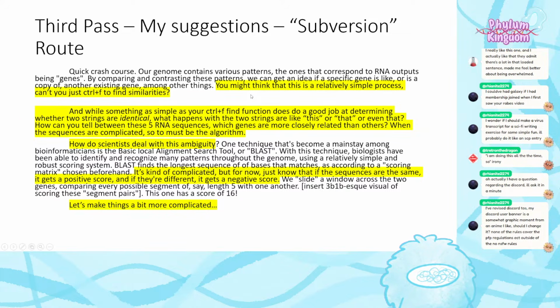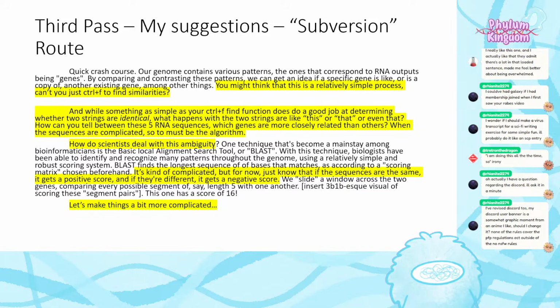You might think this is a relatively simple process. Can't you just Control F to find similarities? And while something as simple as your Control F find function does do a good job at determining whether two strings are identical, what happens when the two strings are like this or that, and then you pop up two different DNA sequences that are ever so slightly different, or even that. How can you tell between these 5 RNA sequences which genes are more closely related than others? When the sequences are complicated, so must be the algorithm. So how do scientists deal with this ambiguity?